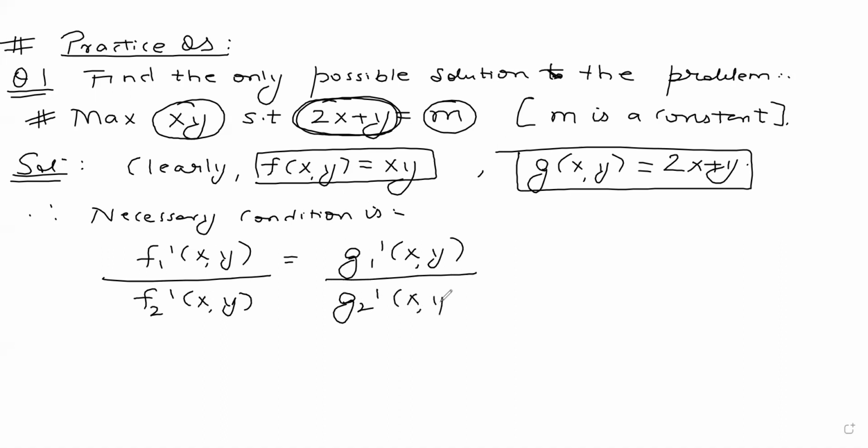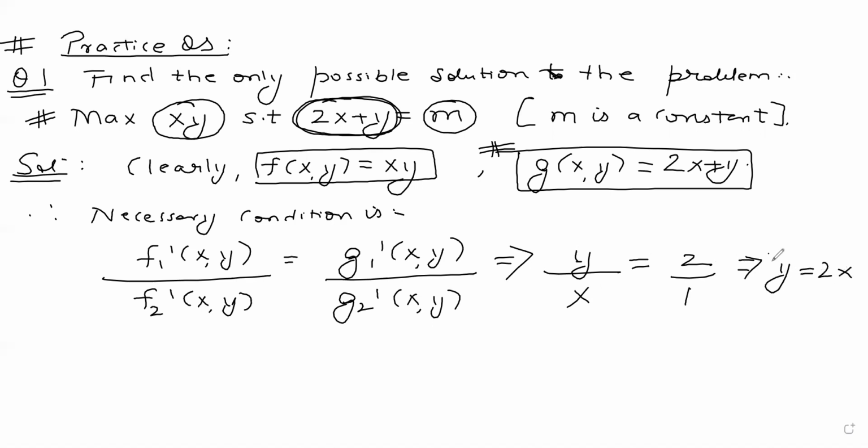Which implies, what is f1 dash xy? If I differentiate the function with respect to x, I get y. If I differentiate the function with respect to y, I get x. Equals, if I differentiate my function g with respect to x, I get 2. If I differentiate my function g with respect to y, I get 1. So y by x is equal to 2 by 1, which implies y is equal to 2 times x.